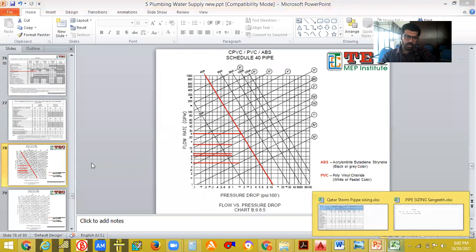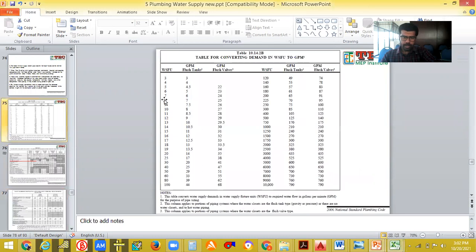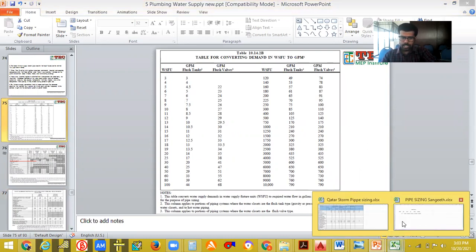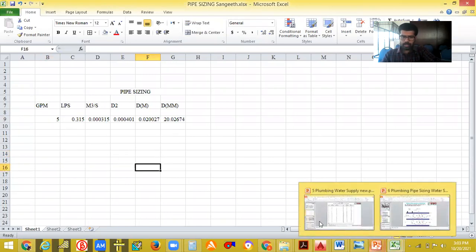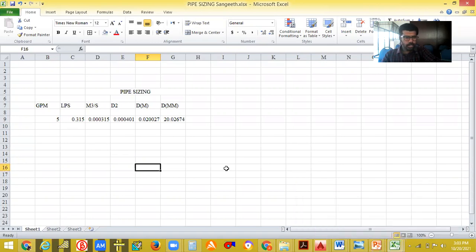What was our GPM for 5.5? It is 5, right? 5 GPM. So just go there and get 5 GPM. You got 20, so this is also 20 mm. Sir, what is that LPS, sir? Which one? LPS. That is liter per second only. I have just given different values. That's all. This is the flow.